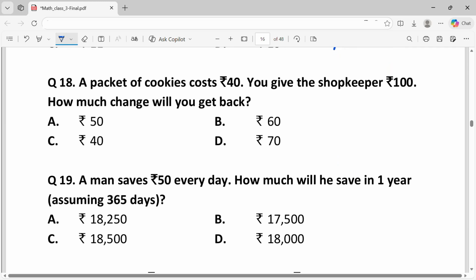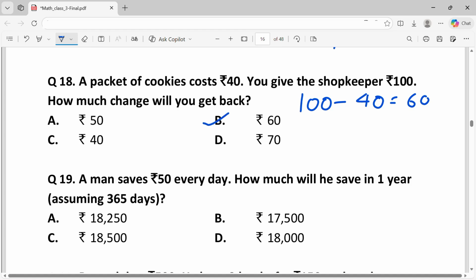Question 18. A packet of cookies costs rupees 40. You give the shopkeeper rupees 100. How much change will you get back? So the amount of change given back will be the amount given to the shopkeeper minus the cost, which is 100 minus 40, which is equal to 60. Answer is B, rupees 60.